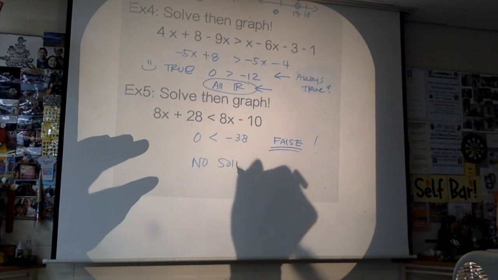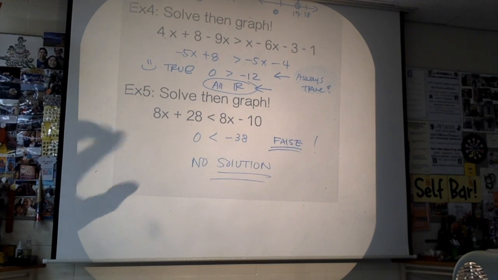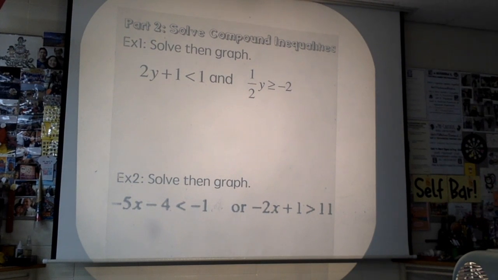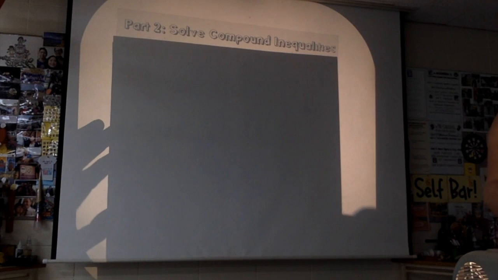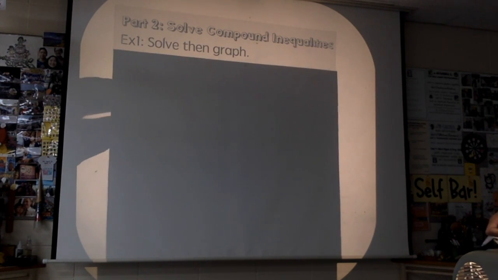So there's no x values that will make this guy true, no matter what you do. All right? Try to give me one. You can't, because it doesn't exist, okay? All right, let's move on, guys, to part 2. This is actually a little bit more difficult because these are compound inequalities. I'll cover it up so you're not overwhelmed, okay? Solve, then graph. So here we go.